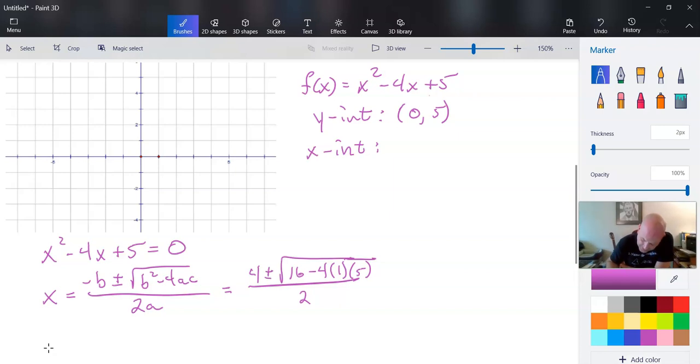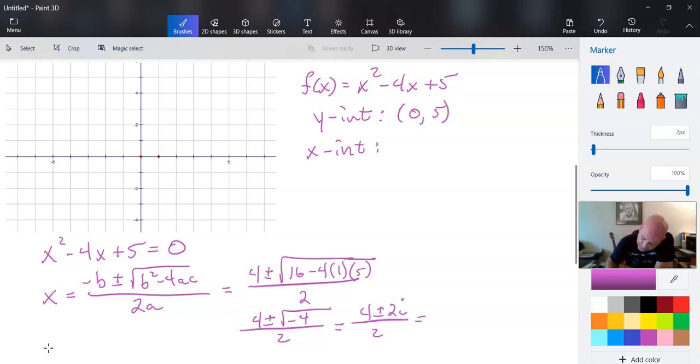So that inside actually simplifies to negative 4. Okay. And then we can go ahead and simplify that root there. The square root of negative 4 is 2i. So this is 4 plus or minus 2i over 2.